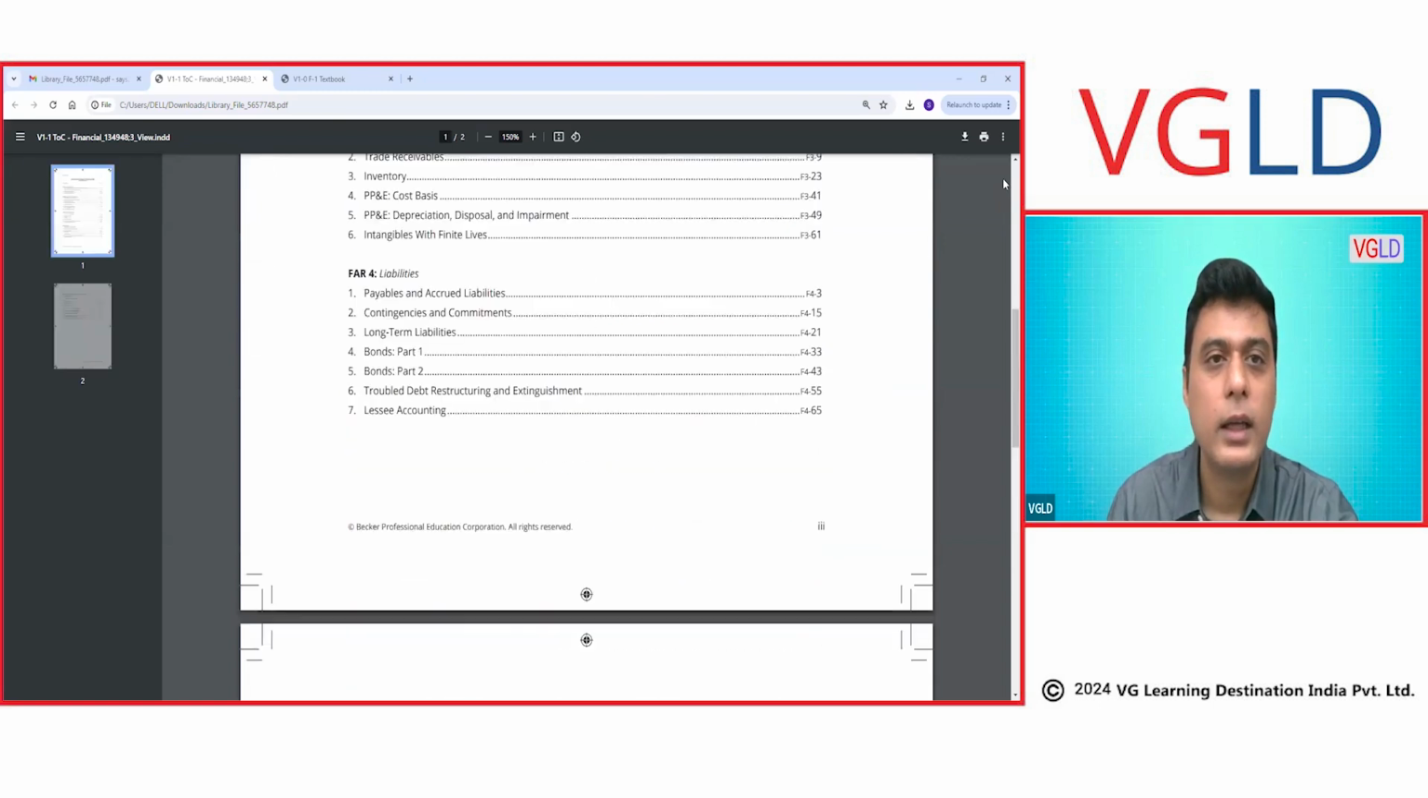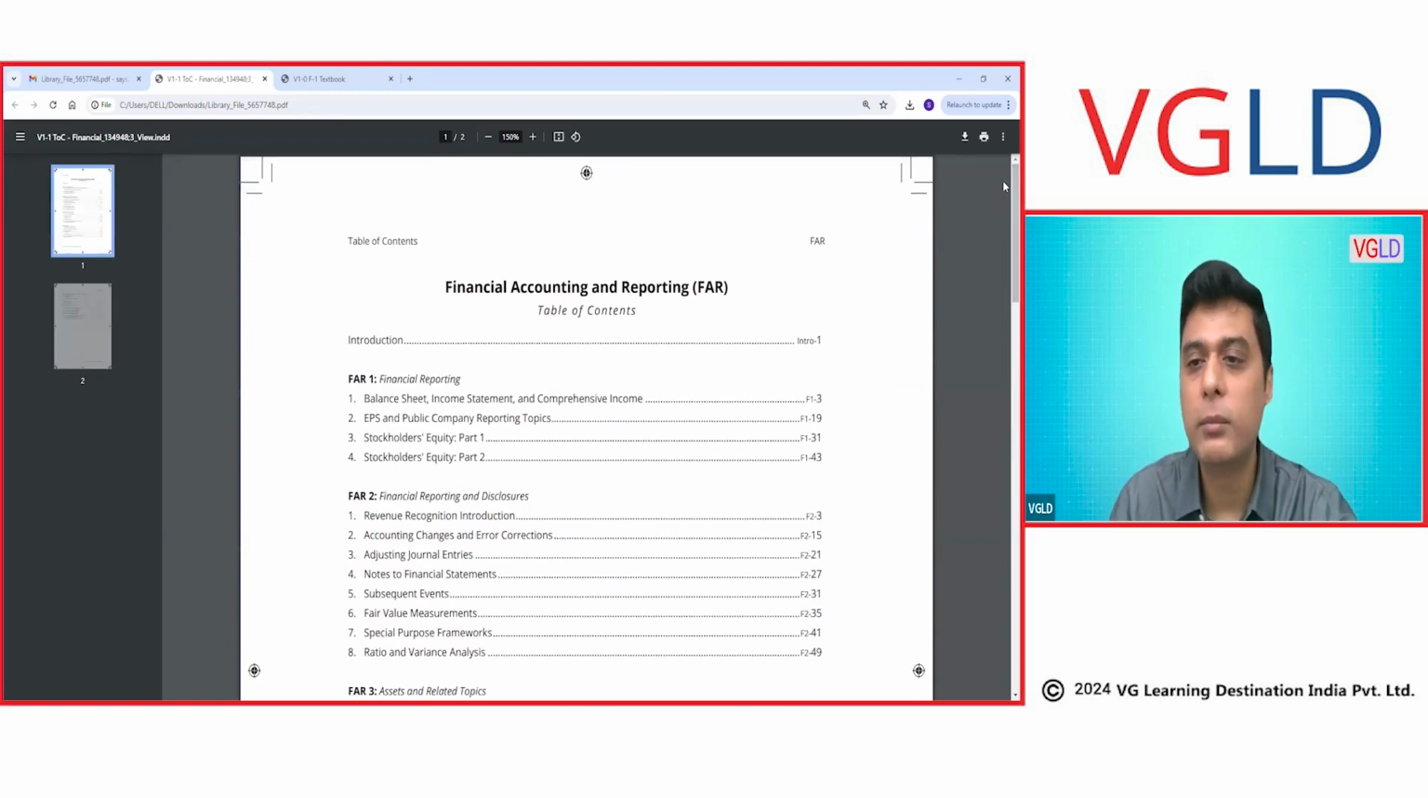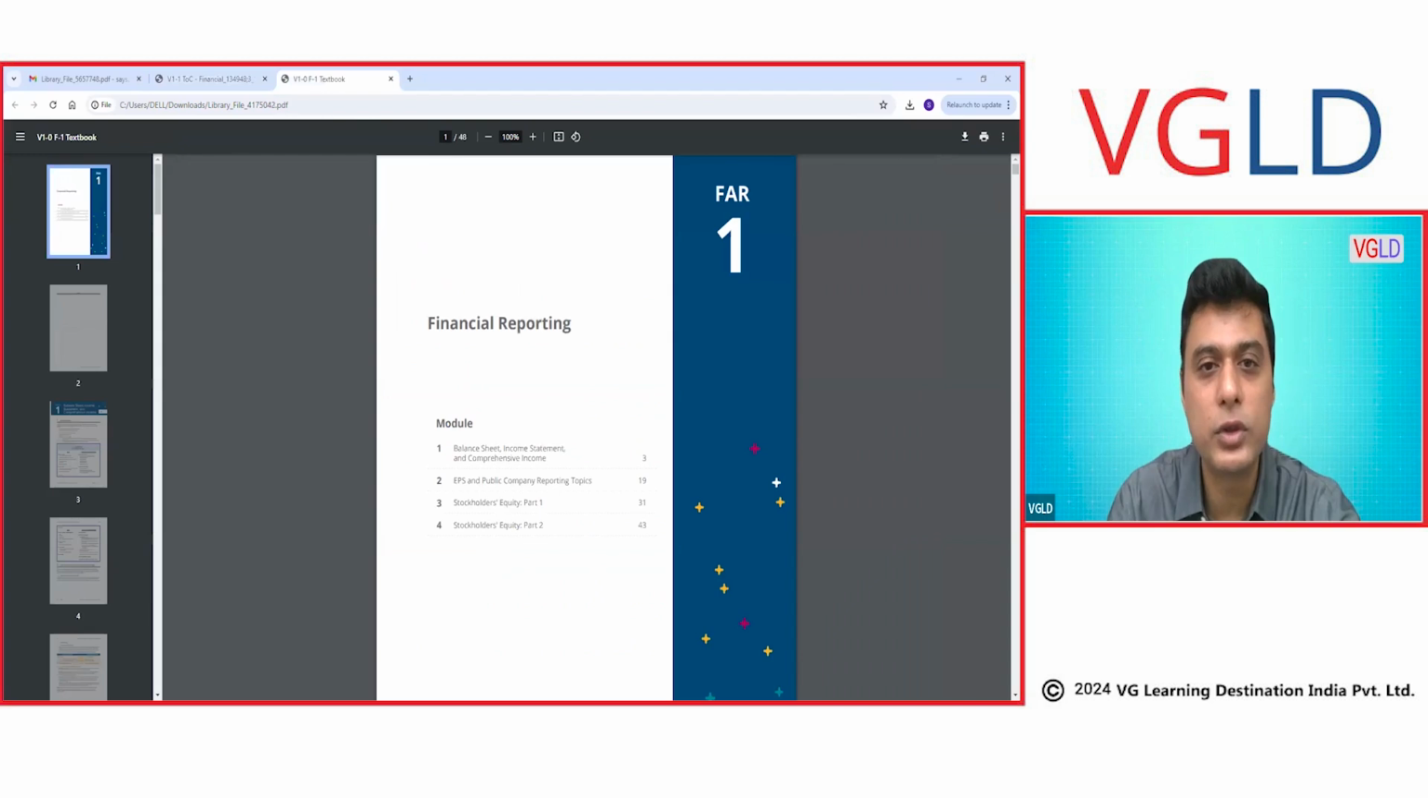Okay. All right, guys. So I think by now, everyone who wanted to join must have joined. So let's get started. I'm shifting to FAR 1 here. Can you see my FAR 1 page?